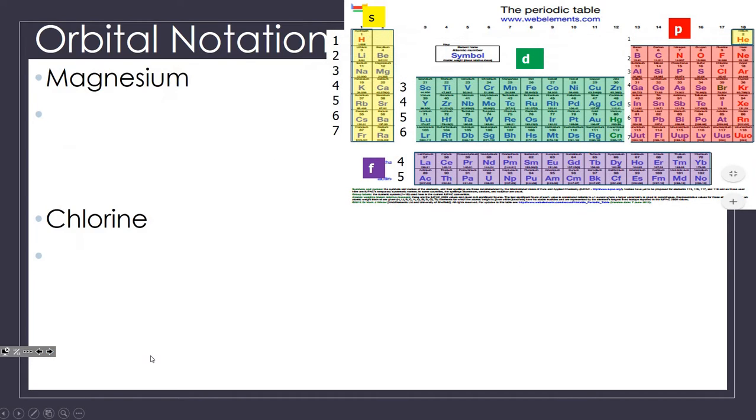Okay, you have 2. I want you to try on your own: magnesium and chlorine. So try them on your own real quickly, and then we'll go on to the electron configuration and then the noble gas. So this is the hardest level because it shows everything. And then we're going to shorten it up. If you're having problems, let me know. I'll come around and help.